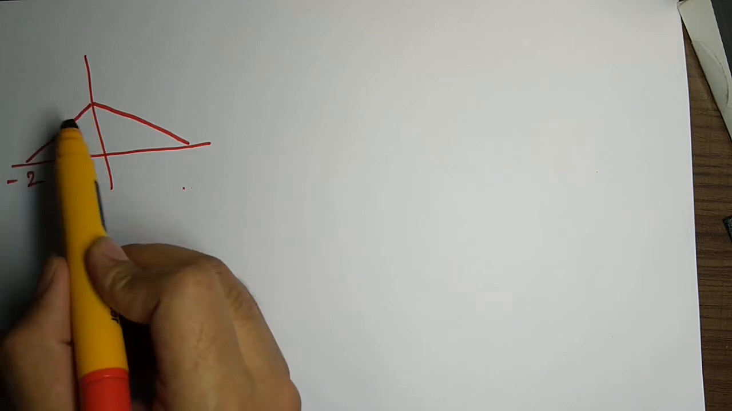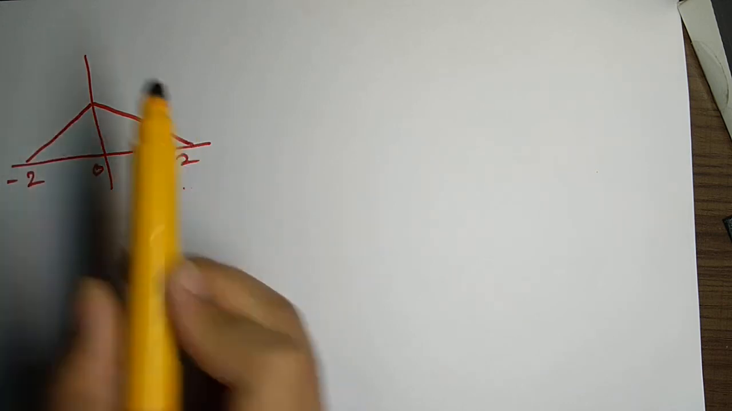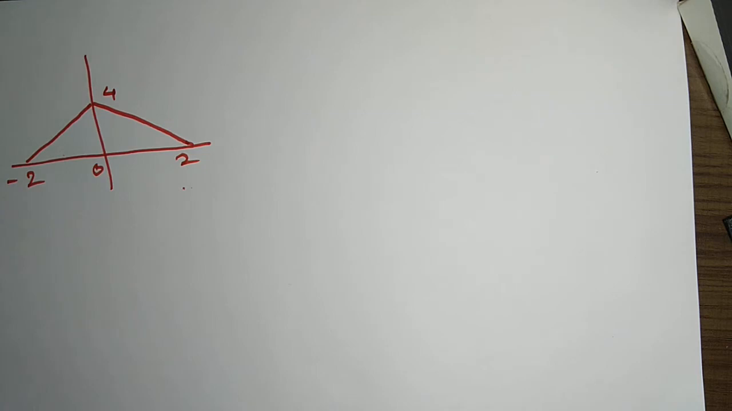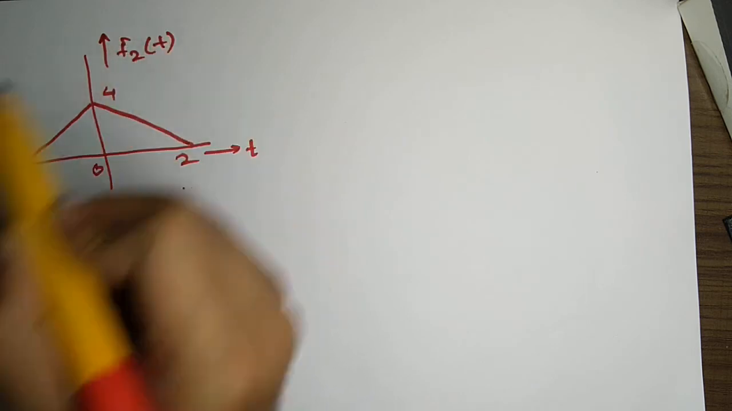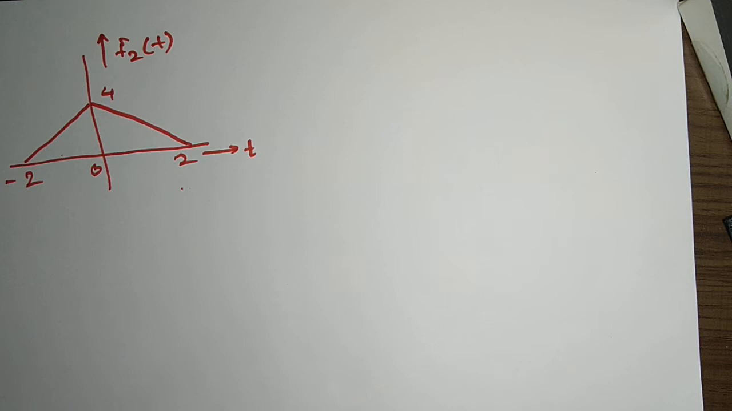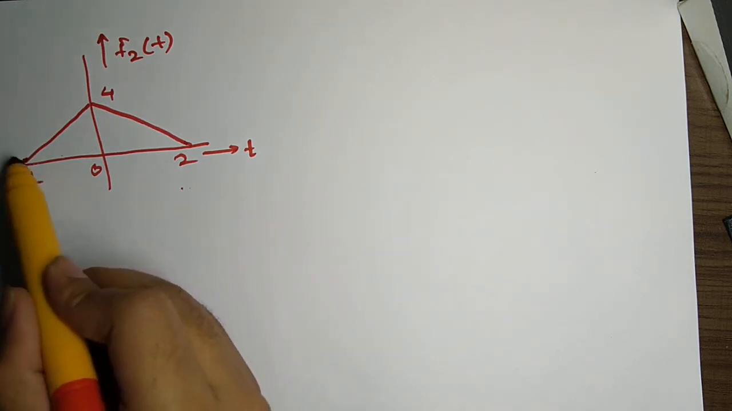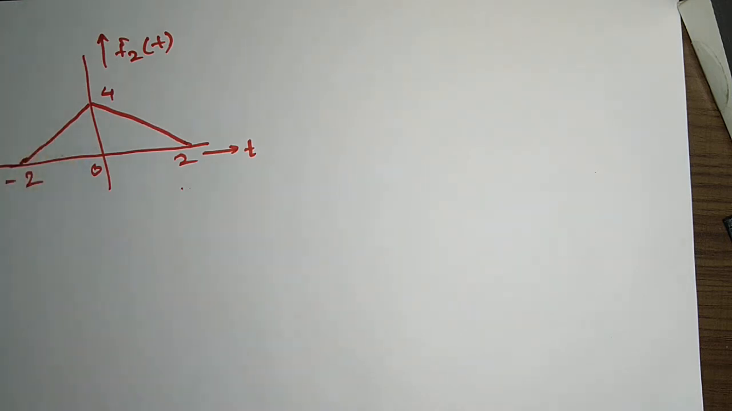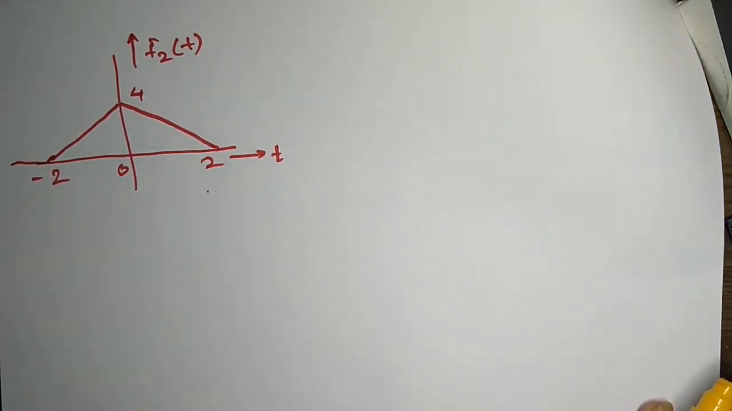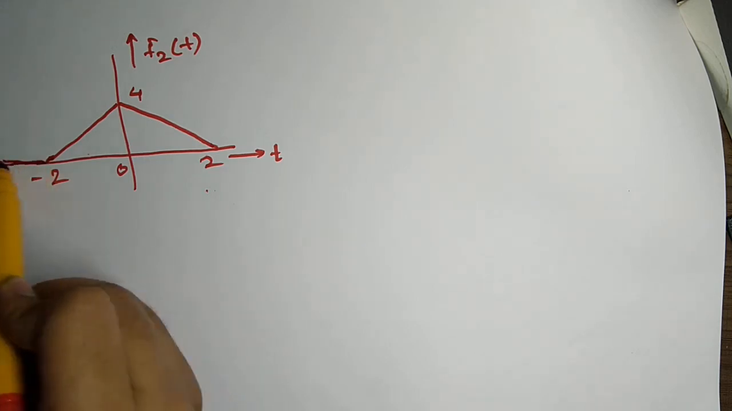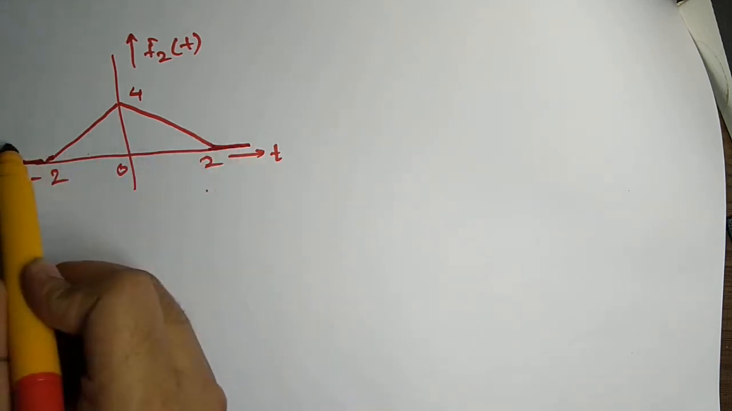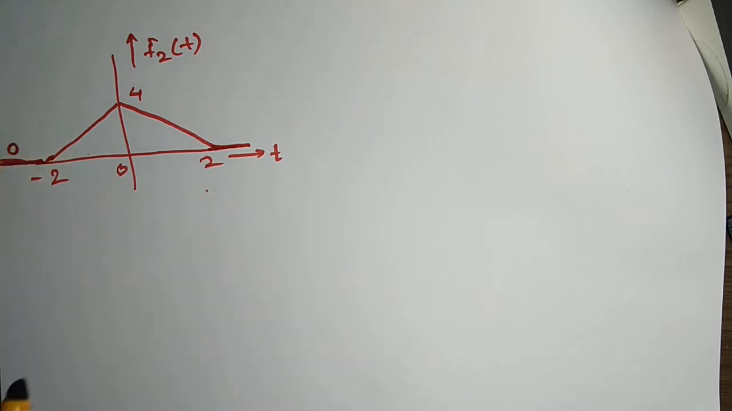So this signal goes from -2 to 2, and this amplitude is 4. All right, this is the time axis. Let's just call this signal f2 of t. So in case of ramp, we have to focus on the change in slope. So now here, what is the slope? It is a horizontal line, so the slope will be 0. Here and here, the slope will be 0.